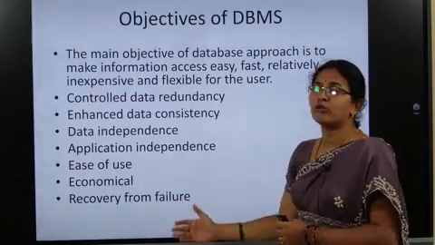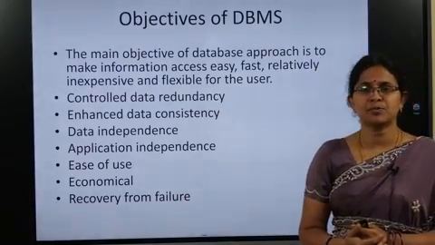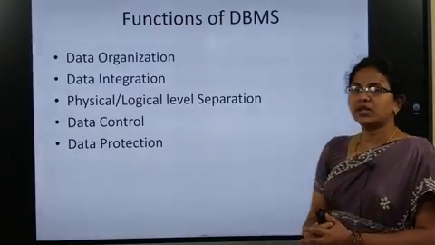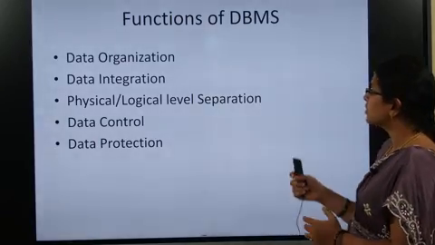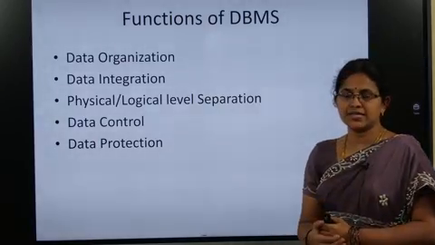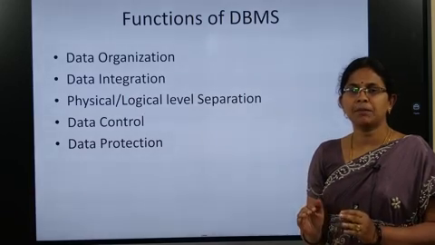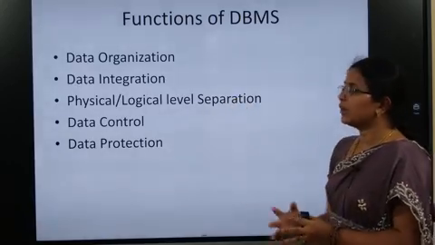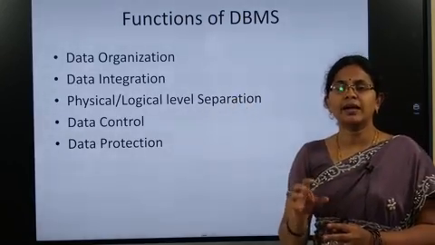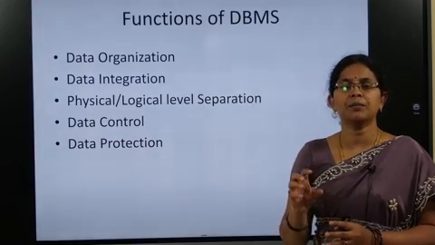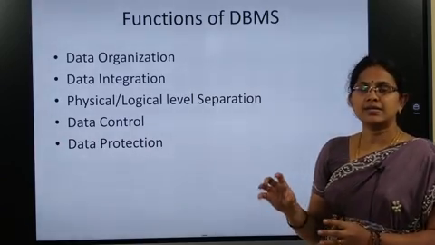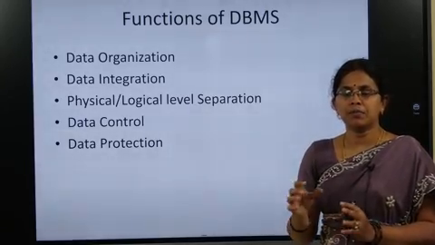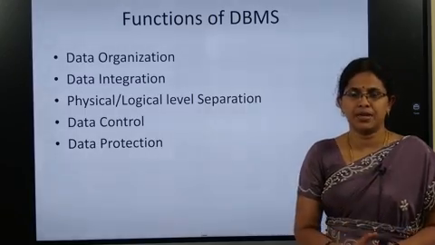So these are all the main objectives of why we have to go for database management systems. What are the functions of DBMS? First one, data organization. It means you can organize your data in a well-defined manner by using the DBMS. Second one, data integration. All related information, all related data, you can put under one umbrella. That is data integration. It means you can link one data with another one and make it available at a particular place.